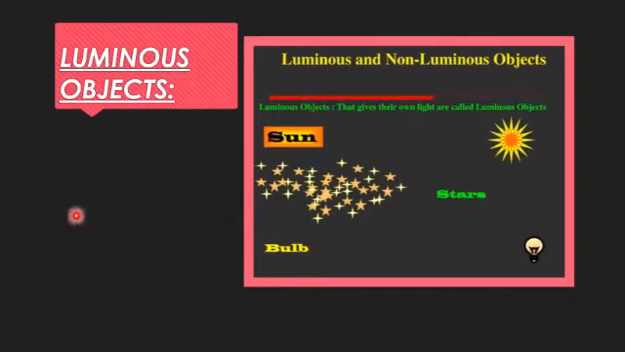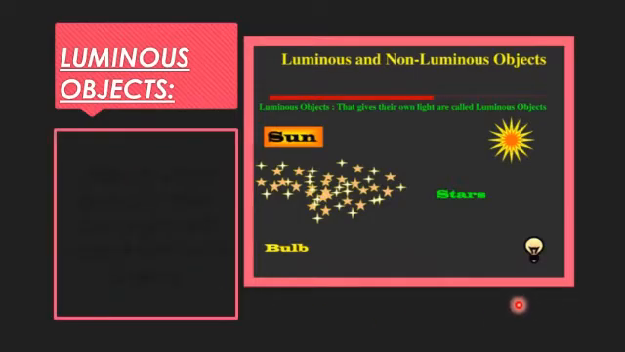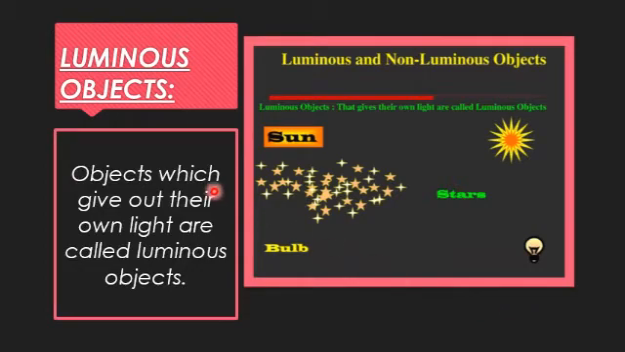So we can also see some more objects which are luminous, that give their own light, and they can be termed as luminous. For example, you can see the sun, you can see stars, they also give their own light. Bulb, tube light, it is also giving its own light. So now we can define what is luminous. Objects which give out their own light are called luminous objects.